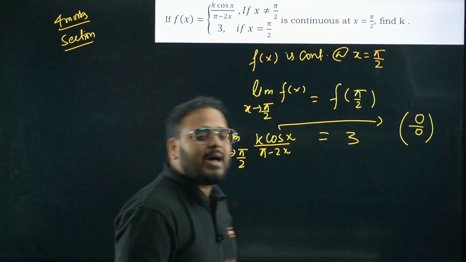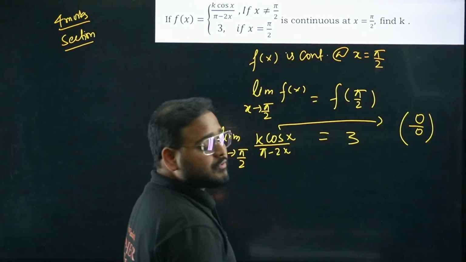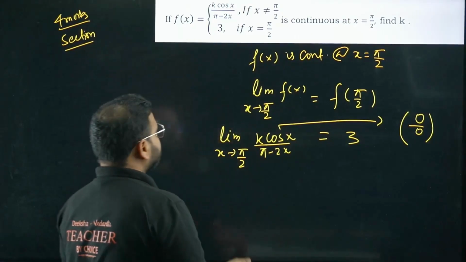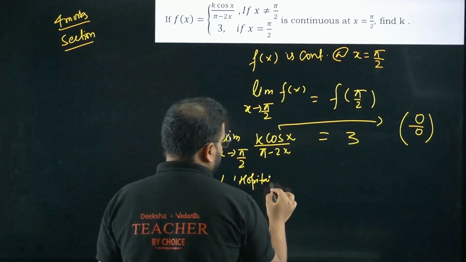One way to do this question is finding LHL and RHL. The second way to do this question quickly is L'Hopital's rule. Apply L'Hopital's rule.